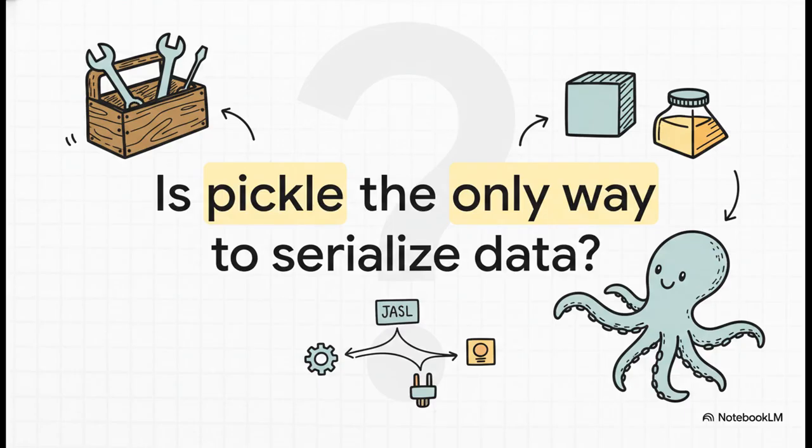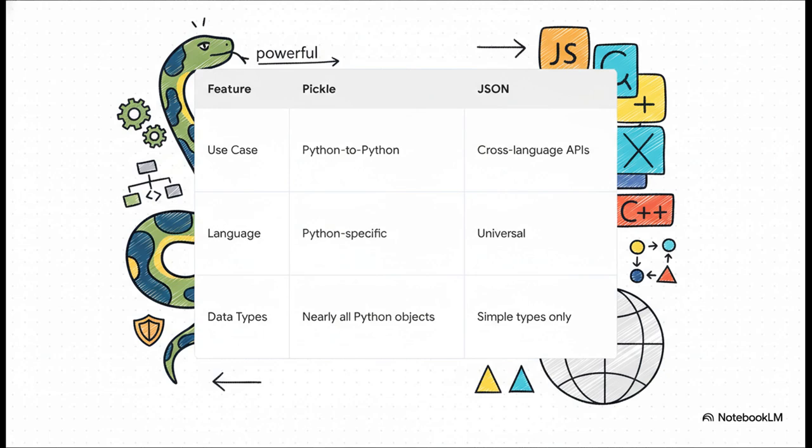But is Pickle your only option? Absolutely not. This is all about picking the right tool. See, Pickle is powerful, but it's Python to Python only. JSON is your universal translator for APIs.